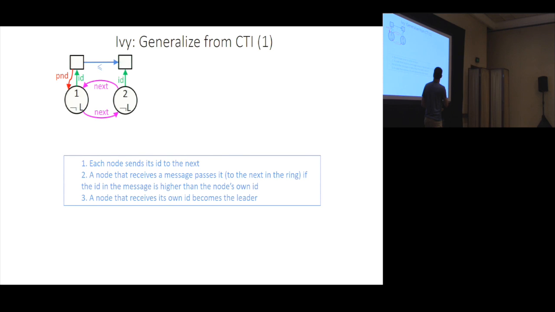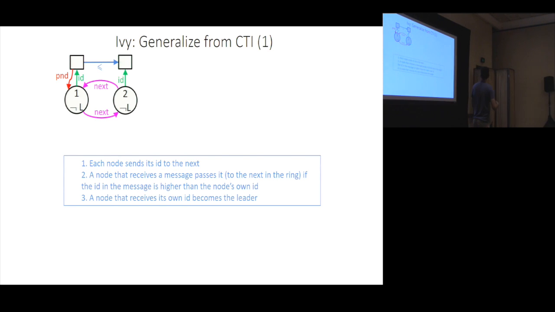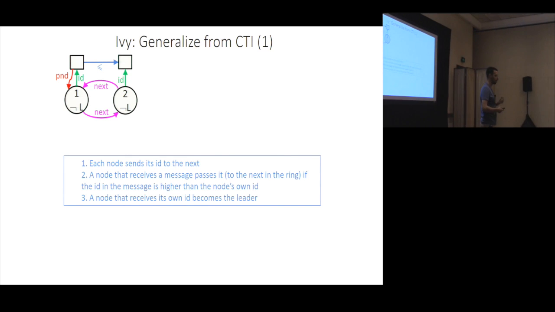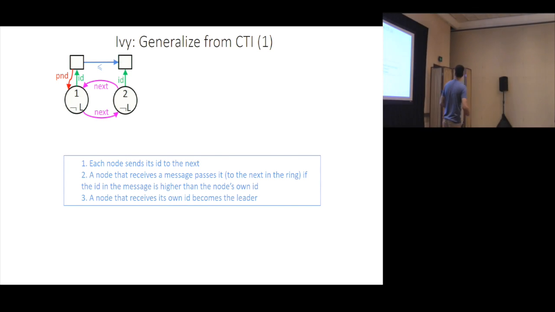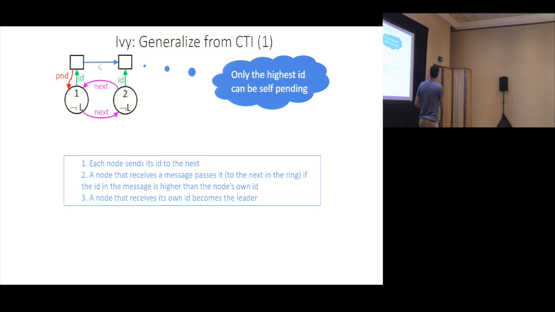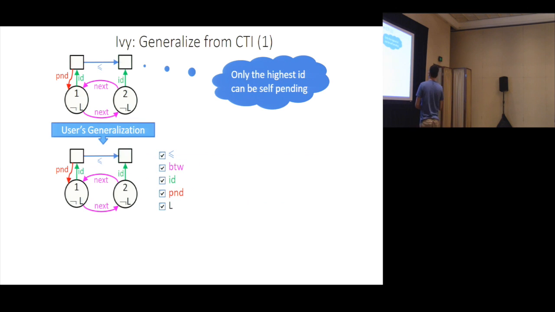So now the user has to look at this. Think about how to strengthen the inductive invariant. There is some key property of the protocol that our invariant does. This property is that only the highest ID can be pending at its. So we want to communicate this information to the system. And the way we do that is we have a graphical user. User choose which relations are relevant to this generalization. So for example, the topology of the ring is generalization that we're after. So we can remove it. Graph. Similarly, the fact that these two nodes are not leaders is also not relevant to the general. So we make that go away.